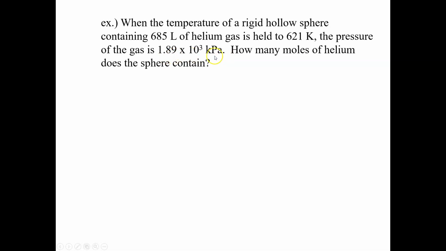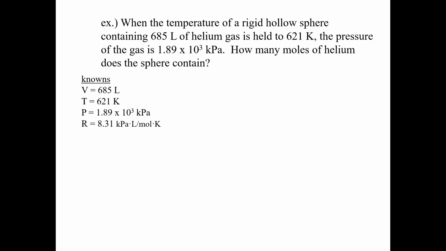And we know the pressure, kilopascals. We know the temperature, 621 Kelvin. And we know the volume, 685 liters. Right? So let's write out what we know. The volume, 685 liters. The temperature, 621 Kelvin. The pressure, 1.89 times 10 to the third kilopascals.